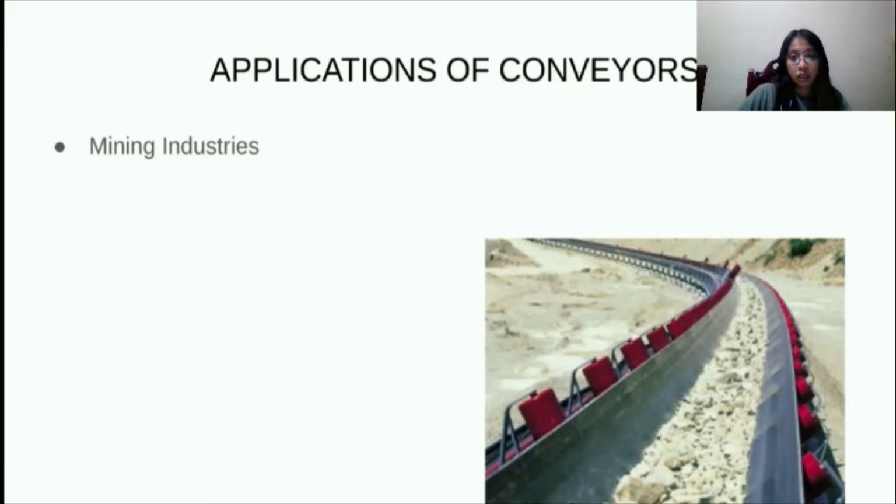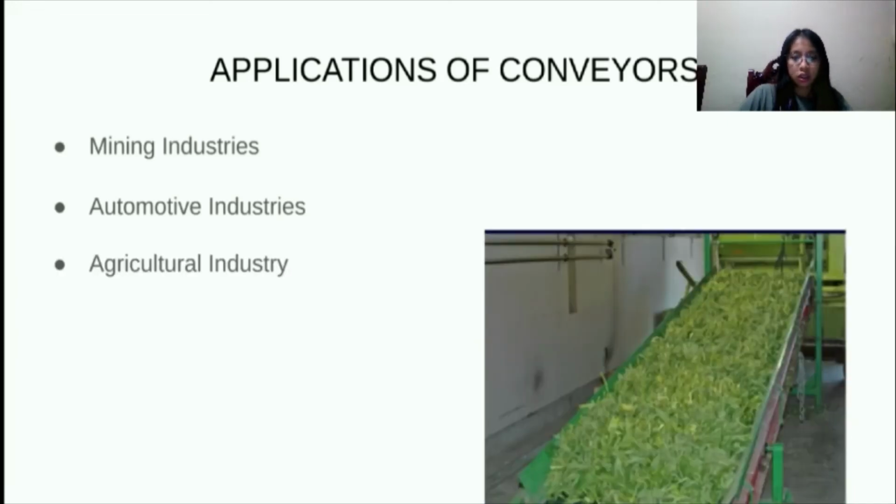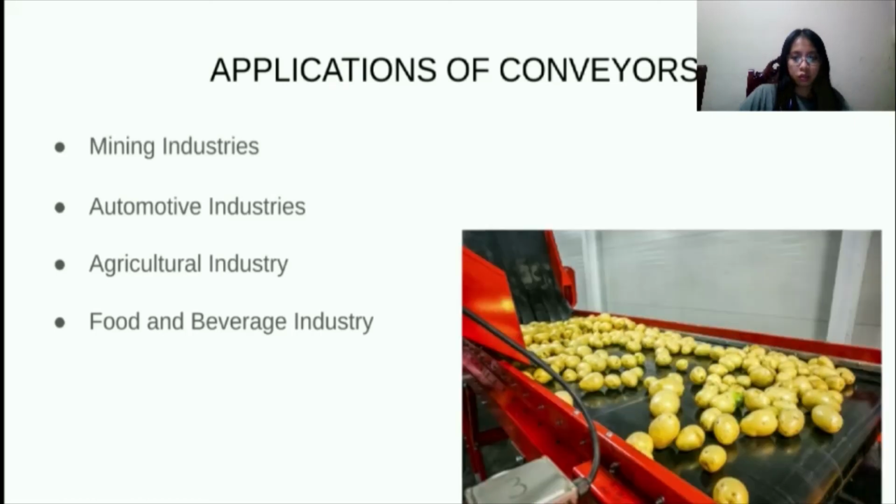Here are the applications of conveyors. First is mining industries. As seen in this picture, this type of conveyor is a vibrating conveyor. Next is automotive industries. It is clearly seen in this picture that they are using overhead conveyors. In agricultural industries, they use belt conveyors. In the food and beverage industry, they also use belt conveyors.